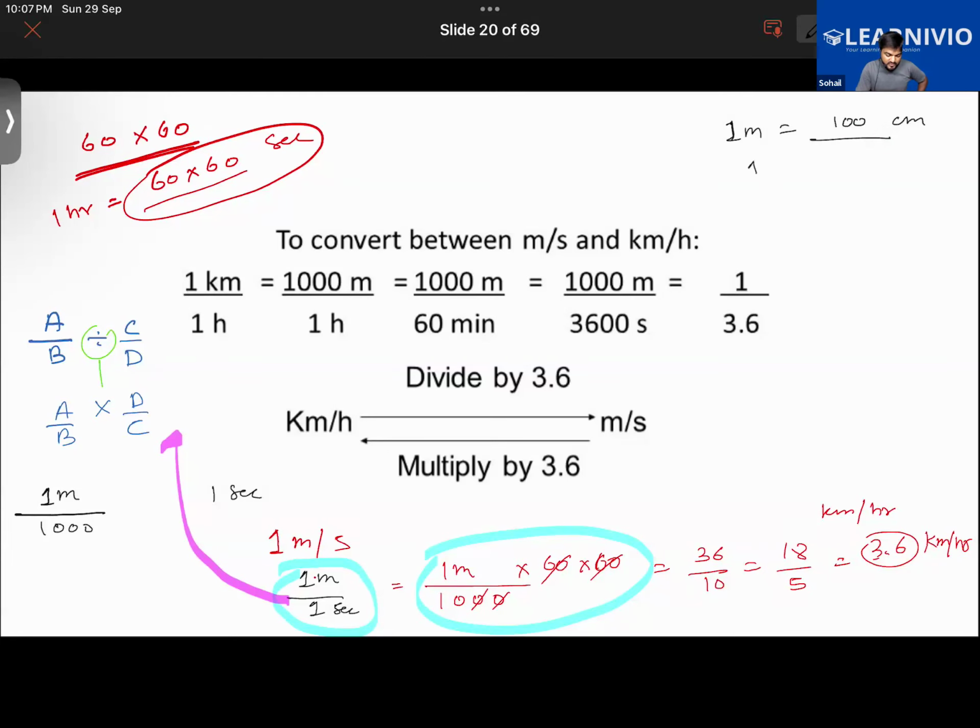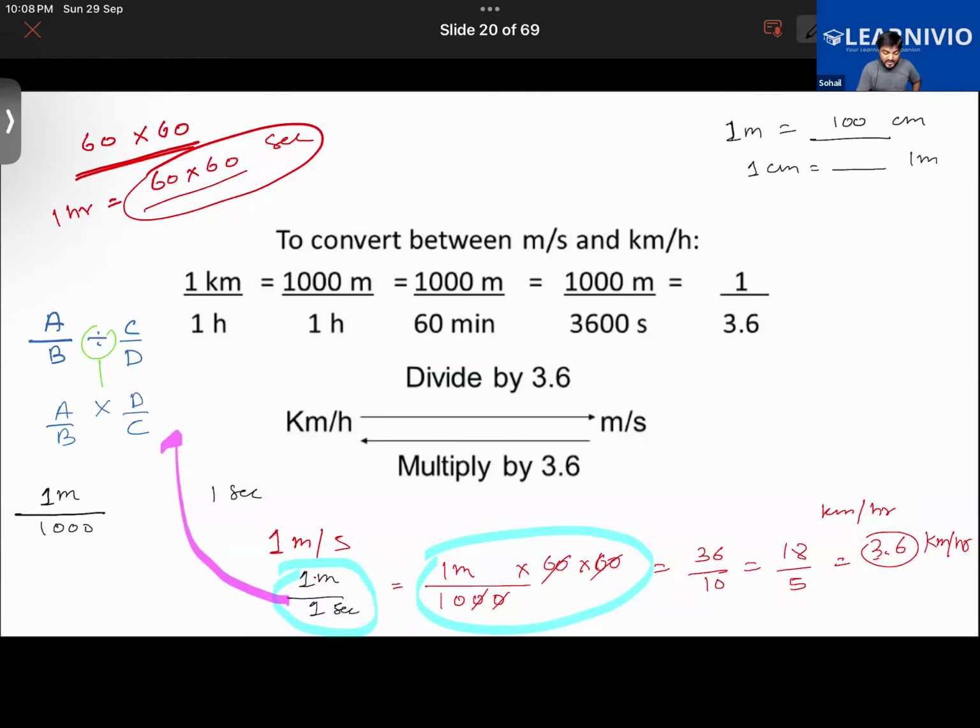But if I were to ask you, 1 centimeter equals how many meter? Think about this. You have a ruler, a big ruler, and that measures 1 meter. Let's say the 1 meter has 100 equal divisions, that is 100 centimeter. So 0.01. Very good.